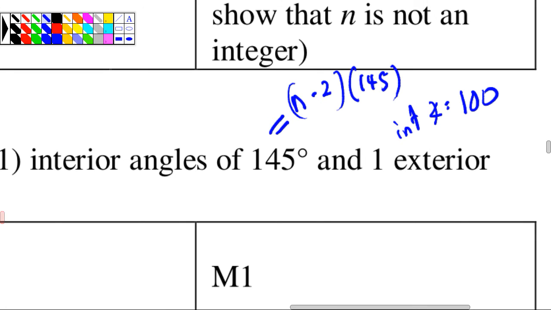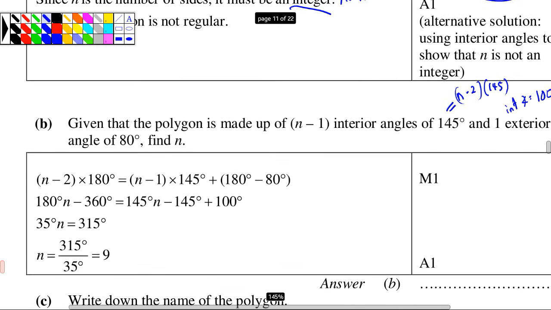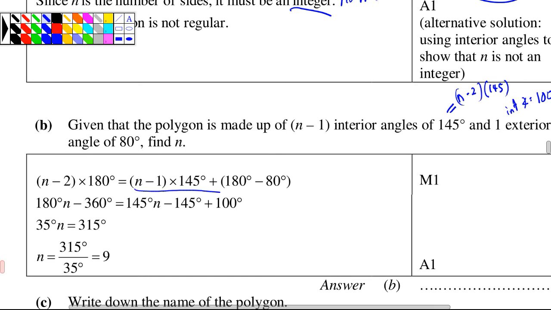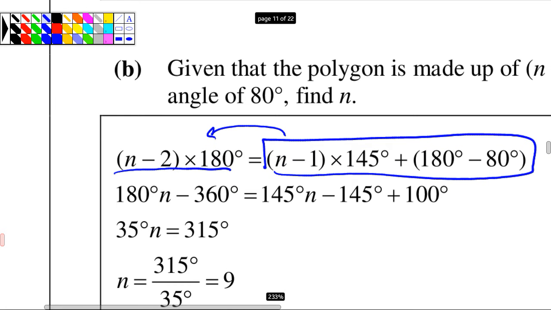If I add these two together, what's the answer? 180, wrong. So, if I add this together, it will be n minus 2 times 180. Why? This is the formula for sum of all interior angles. So n minus 2 times 180 is n minus 1, wrong. This is wrong. What is it?